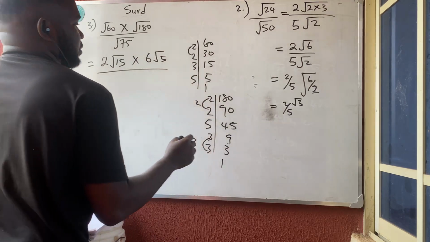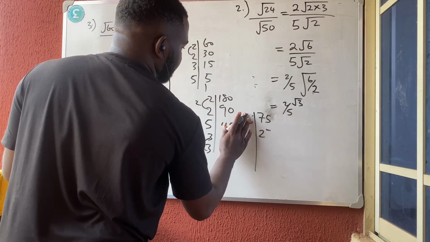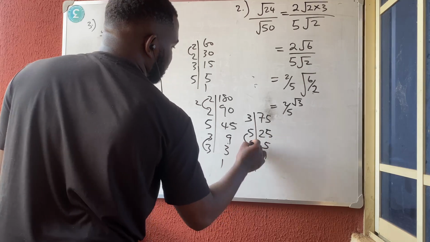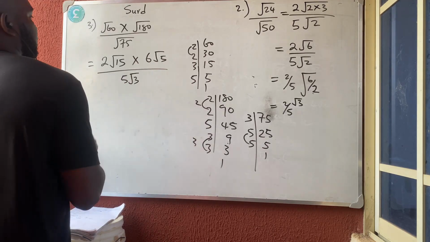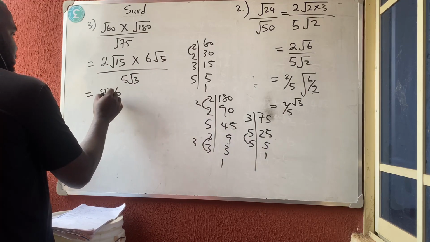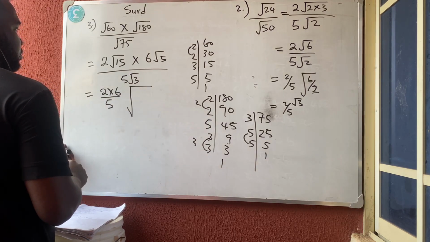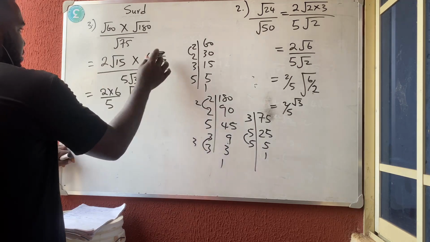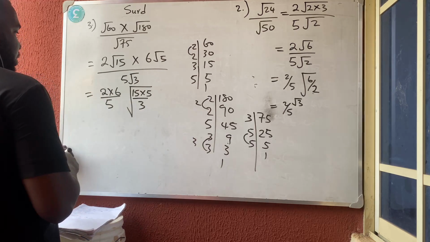Okay? All over 75. 3 divide 25. 5 divide 5. 5 divide 1. So I'm having 5 root 3. 5 root 3. Okay. So let's go again. What do we do? 2 times 6 divided by 5. Then I'm having this one. This one says 15 times 5 divided by 3.